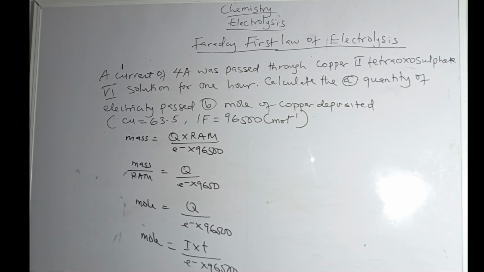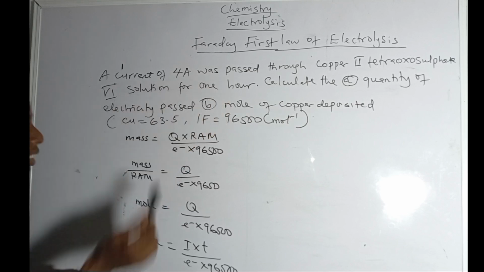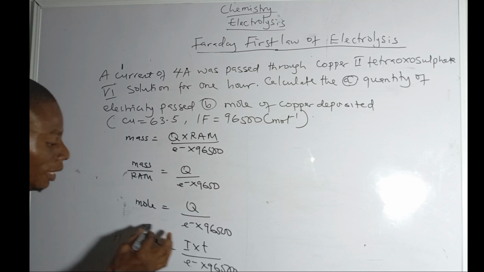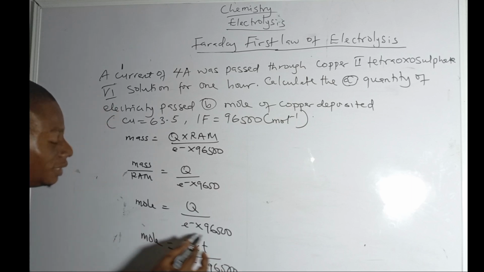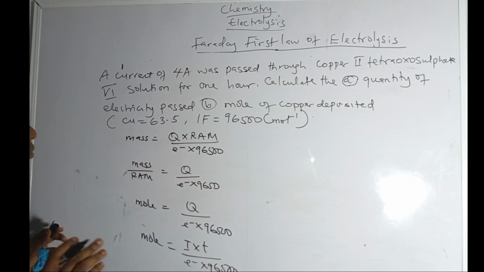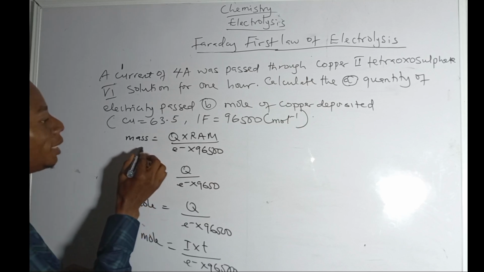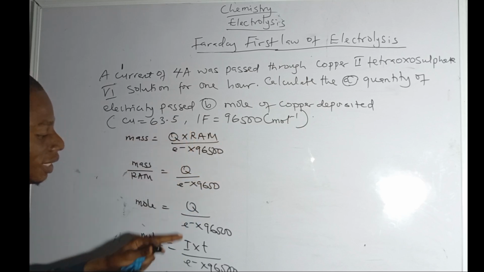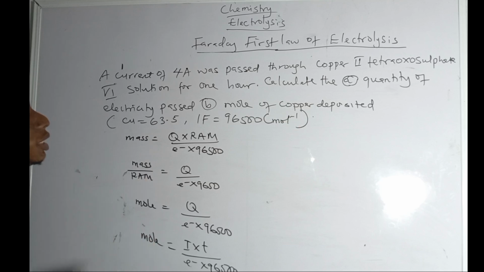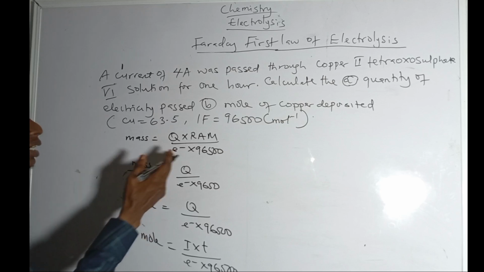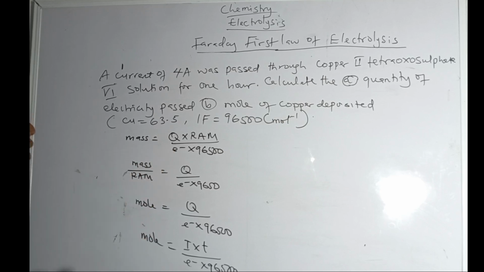It depends on what we have to find. Like this question, they have to find mole. So we can easily apply this particular formula to get the mole straight away. If they have to calculate mass, you can apply this one. And don't forget the Q is IT, so just replace Q with IT. Then you get your mass, or you have to find relative atomic mass, or even you have to find E minus. So any parameters you have to find.